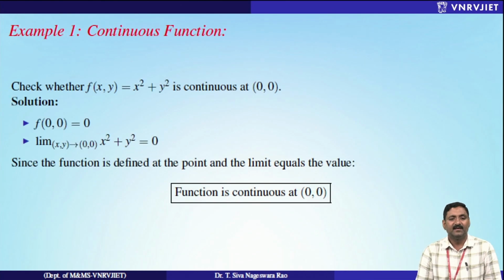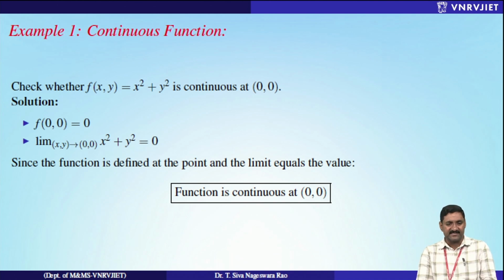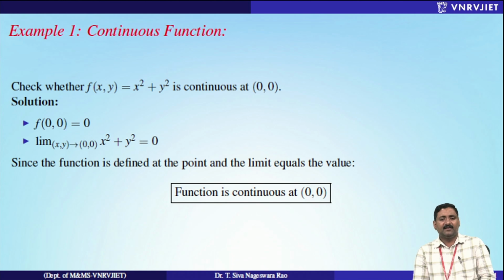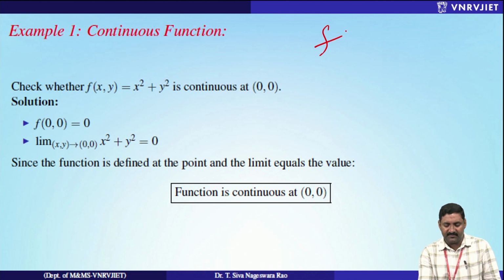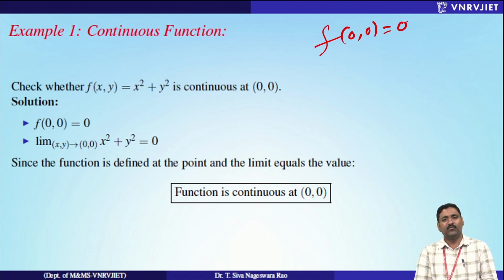Now I will discuss examples. First one: check whether f of x comma y equal to x square plus y square is continuous at 0 comma 0 or not. Previously, I explained the conditions you need to satisfy for continuity. First, we need to know the function value at a given point, f of 0 comma 0. Clearly f of x comma y is x square plus y square, so the answer is 0.